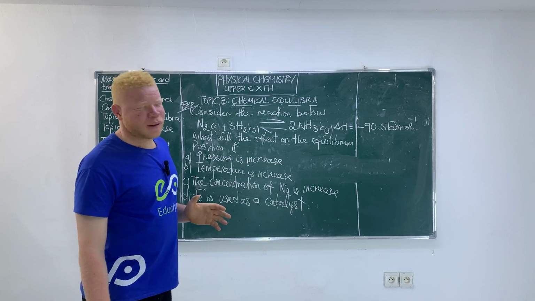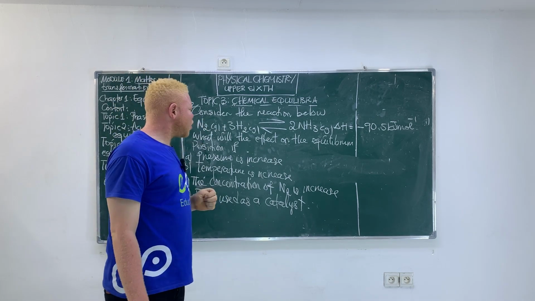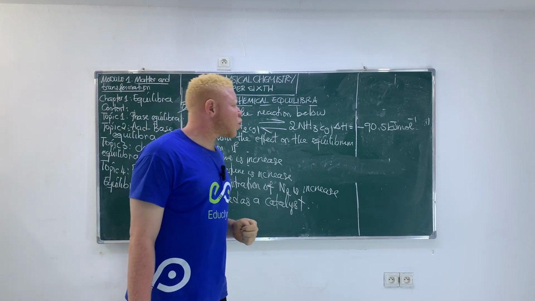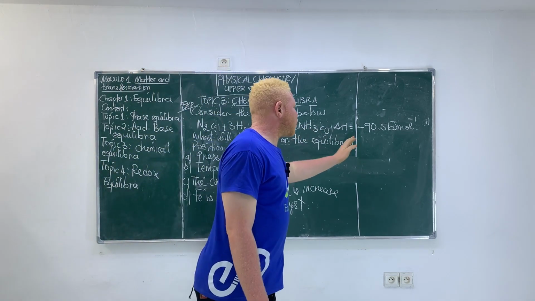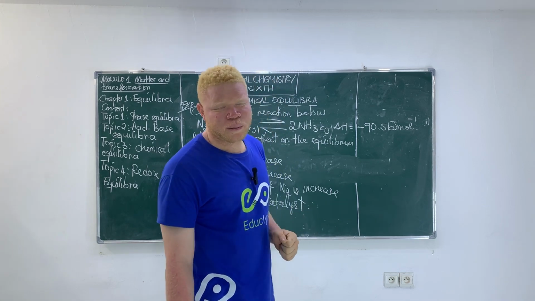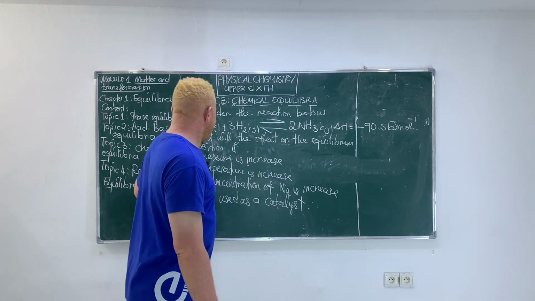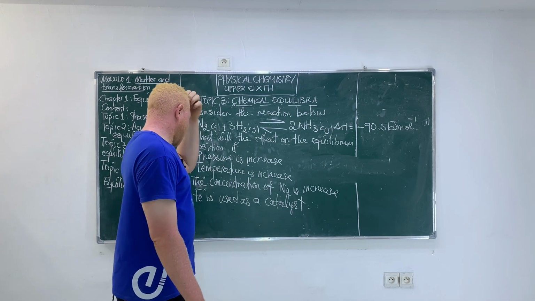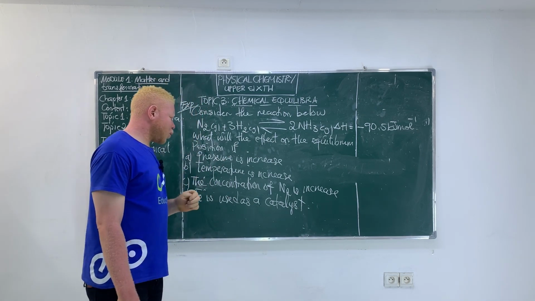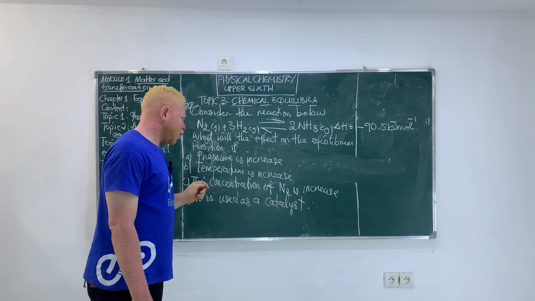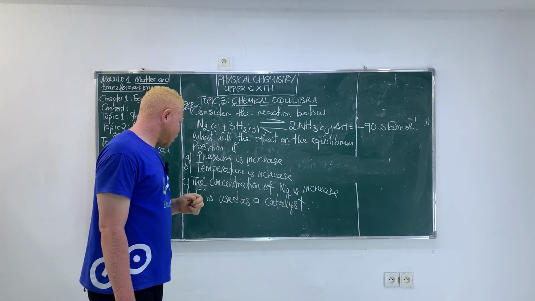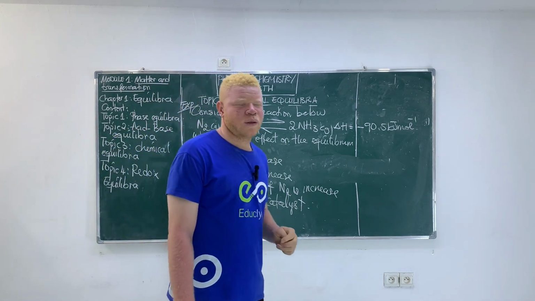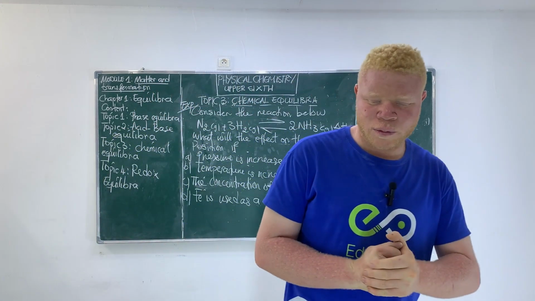So let me read the exercise for you. Consider the reaction below. N2 gas plus 3H2, reversible reaction giving 2NH3. Delta H is minus 90 kilojoule per mole. What will be the effect on the equilibrium position if A, pressure is increased, B, temperature is increased, C, the concentration of N2 is increased, D, iron is used as a catalyst? So 1 minute for you to brainstorm on it.